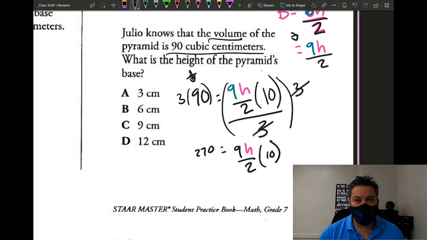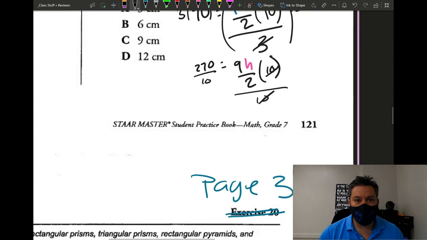Right? Now we can go ahead and divide by 10 on both sides. This cancels out. And the other side is just going to be 27. Now we got to get rid of that 2, correct? So we multiply by 2. This cancels out. This side is going to be 54. And the other side is going to be 9h. And we have one more thing.